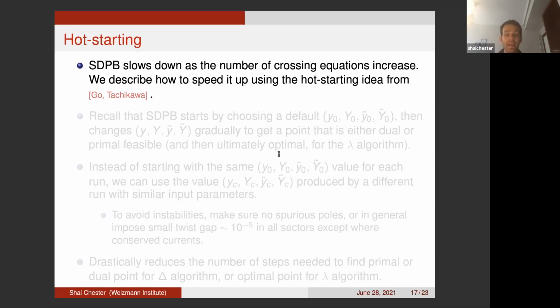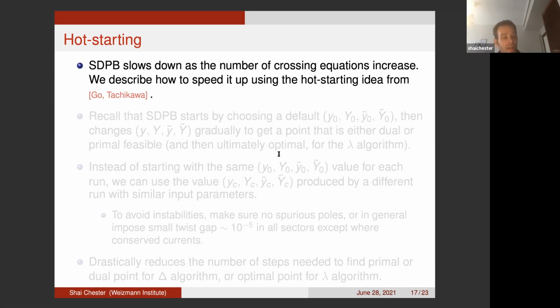So the next thing I'm going to discuss is a method called hot starting. So SDP slows down as the number of crossing equations increase. And so in this lecture, we've just discussed how now that you have global symmetry representations, you can have many crossing equations. So if the ON model is just 3, it's not so many. But once you go to more sophisticated examples of bootstrap, you can have many, many crossing equations.